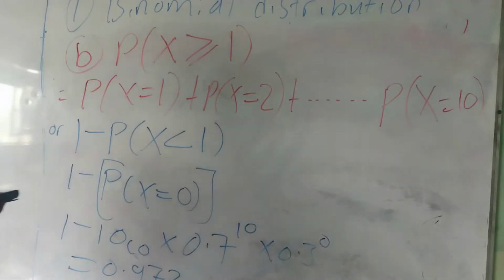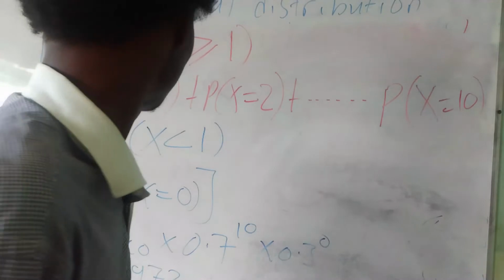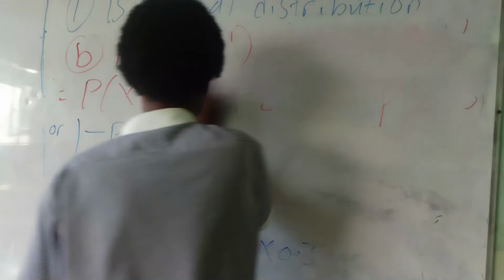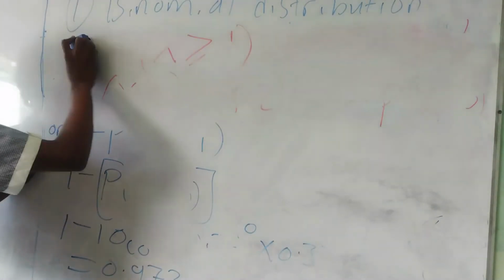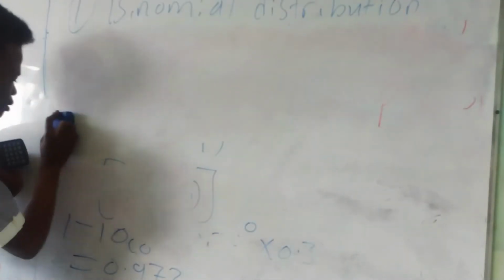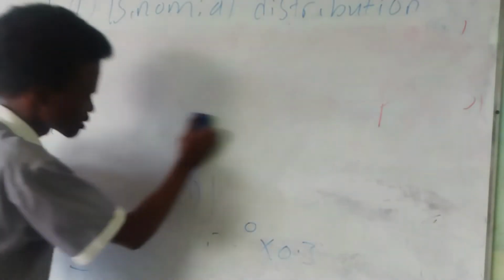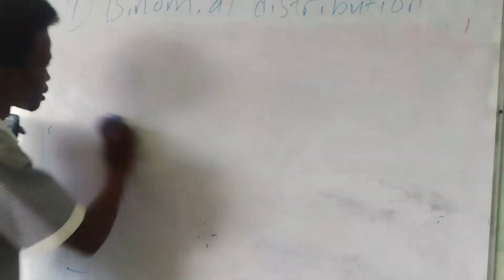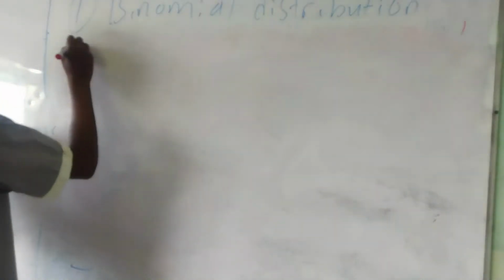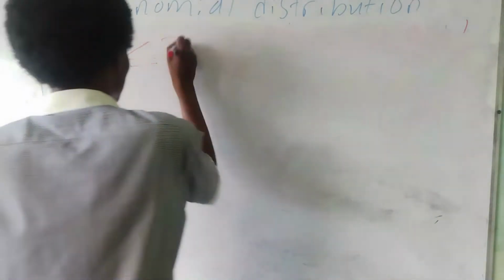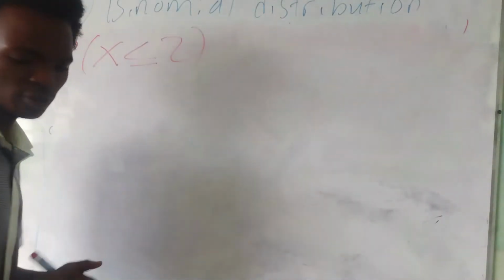So I'm going to work out the third part of the question, which says the teacher will select at most 2 students who had done computers at O level. At most 2 means less than or equal to 2. The sign for at most is probability of x is less than or equal to 2. You have to know this sign.